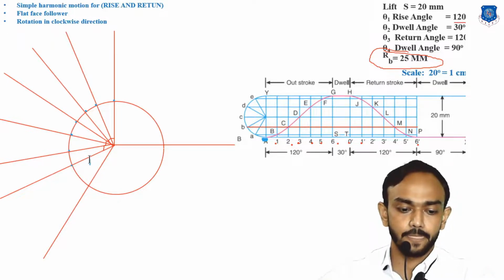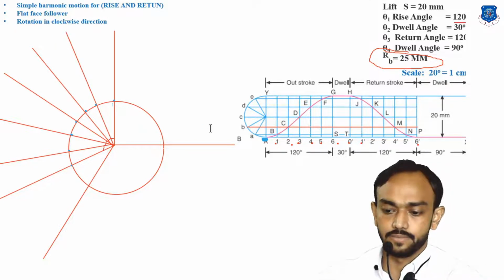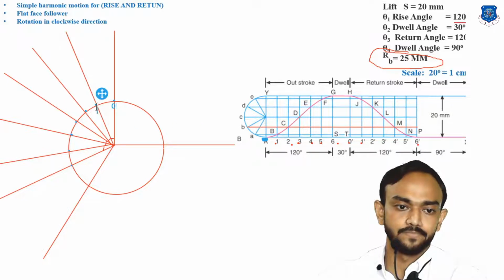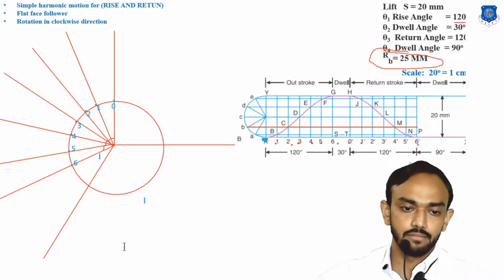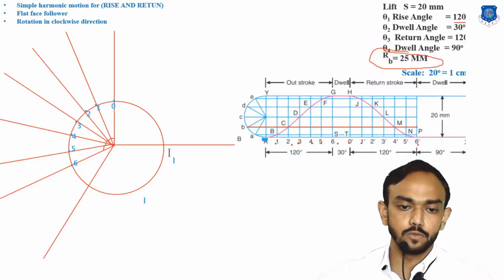Okay, like this: 0, 1, 2, 3, 4, 5 and 6. Okay, I am not doing it for this return, the same will be here. Like the partition and 0 dash to 6 dash.